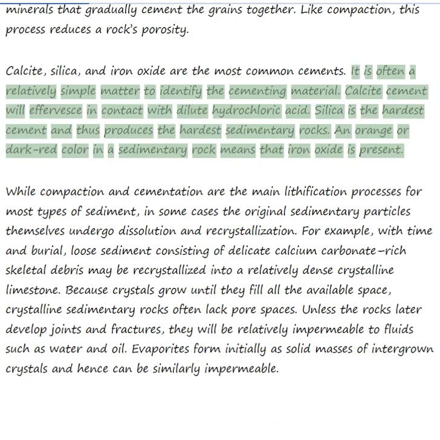It is often a relatively simple matter to identify the cementing material. Calcite cement will effervesce in contact with dilute hydrochloric acid. Silica is the hardest cement and thus produces the hardest sedimentary rocks. An orange or dark red color in a sedimentary rock means that iron oxide is present.